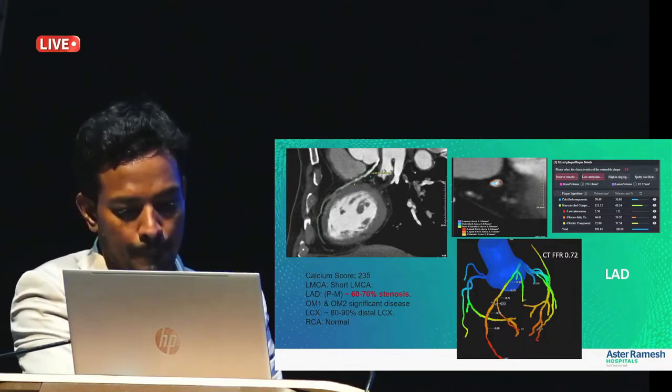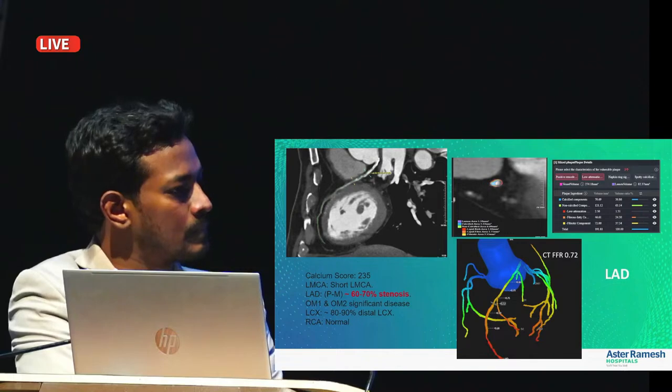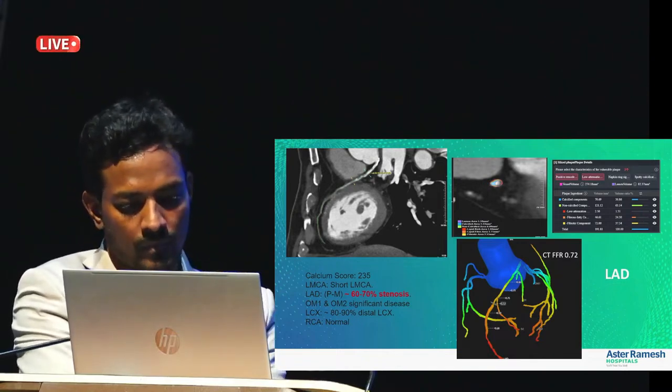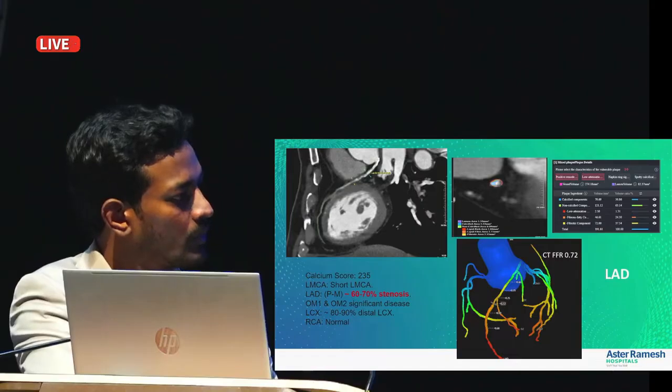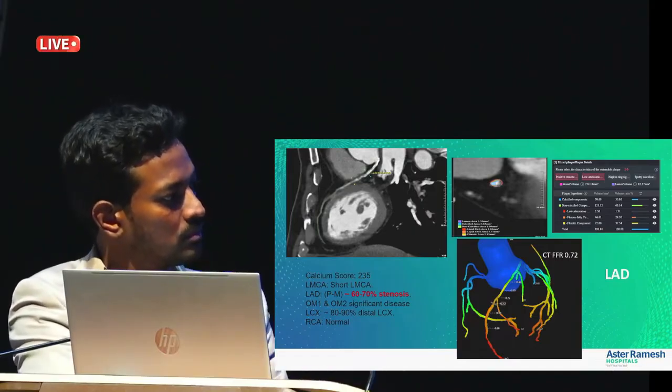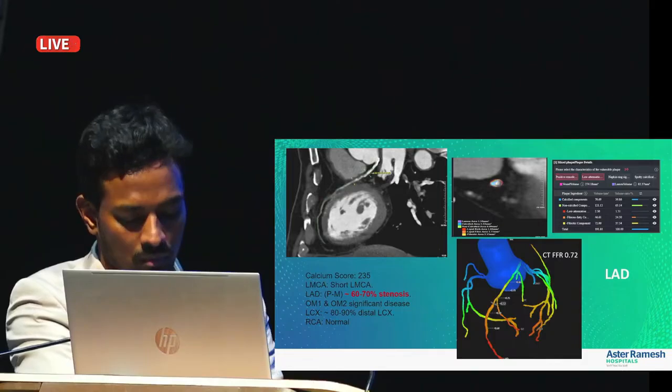Here, out of the 4 signs of a vulnerable plaque, 2 came positive. It's a low attenuation plaque and posterior remodeling. So I would suggest going for a conventional angiogram in this patient.